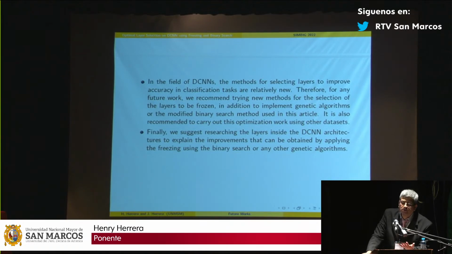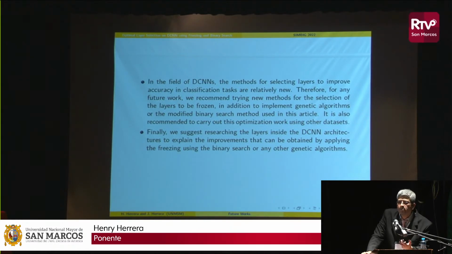Also, we suggest trying other datasets. And finally, we suggest deeper research inside the layers of every DCNN architecture to explain why we are having an improvement, freezing or not freezing some layers.